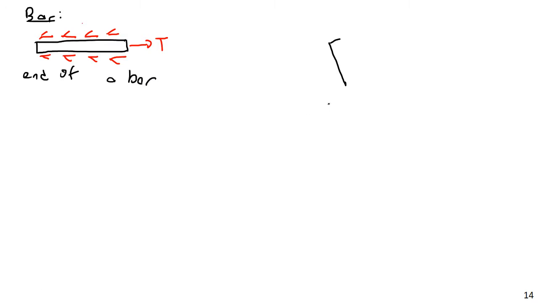But maybe here would be towards the middle of a bar. So on this one, at the end of the bar, we're not going to have tension on the left end because that's just the end of the bar, the end of the beam, that sort of thing. But in the middle of the bar, we would have something like this.